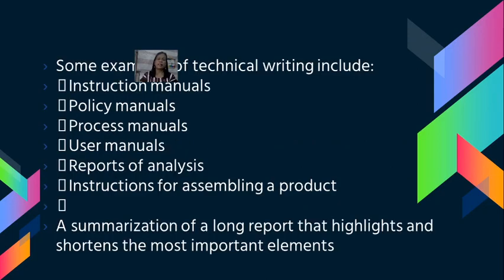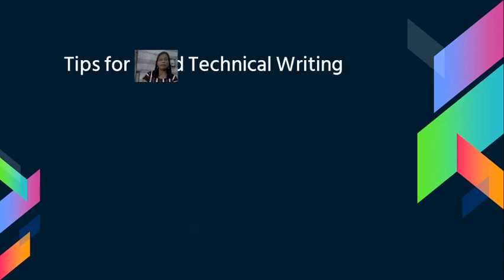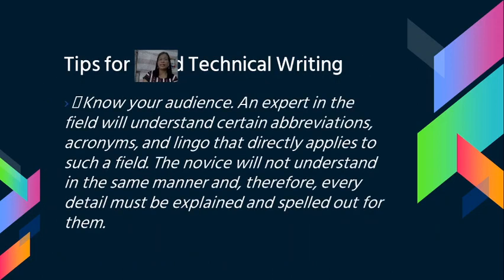Some examples of technical writing include instruction manuals, policy, process, user manuals, report analysis, instructions for assembling a product, then summarization of a long report that highlights and shortens the most important elements. So those are examples of technical writing. Then tips for good technical writing.